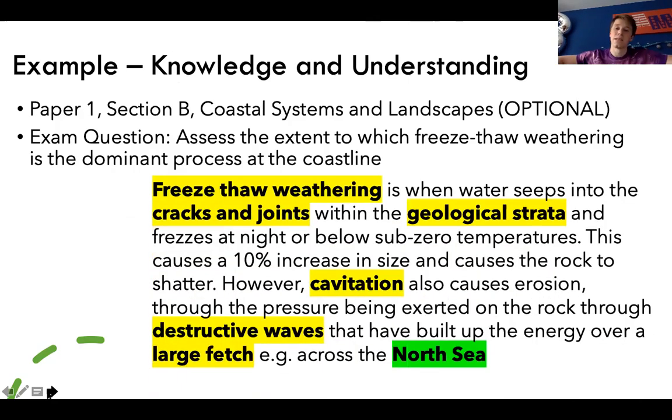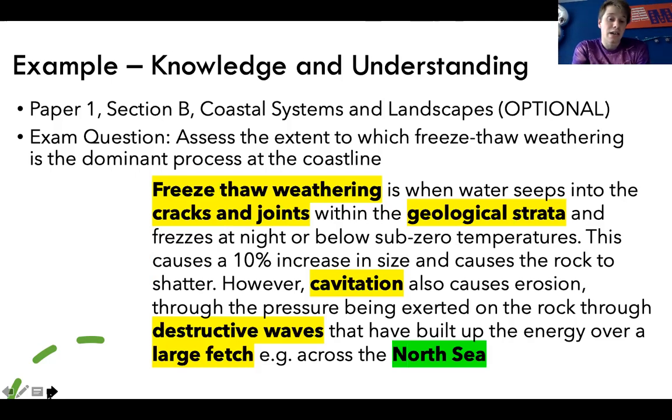So here I've got: freeze-thaw weathering is when water seeps into cracks and joints within the geological strata and freezes at night or in sub-zero temperatures. This causes a 10% increase in size and causes the rock to shatter. However, so we're getting balance in there at the same time, cavitation also causes erosion through the pressure being exerted on the rock by destructive waves that have built up energy over a large fetch, e.g. across the North Sea.